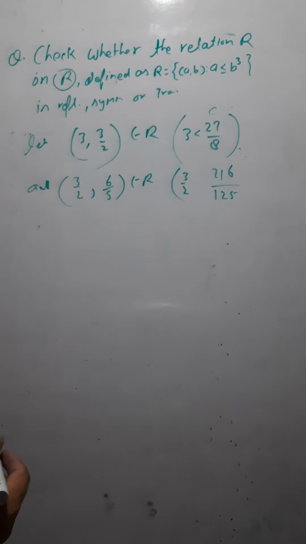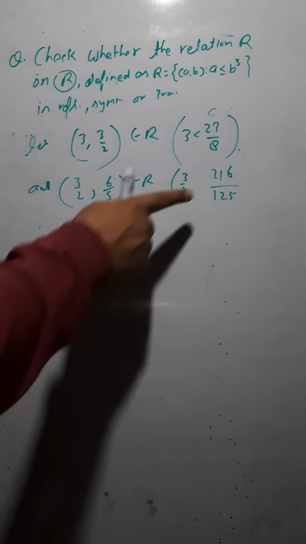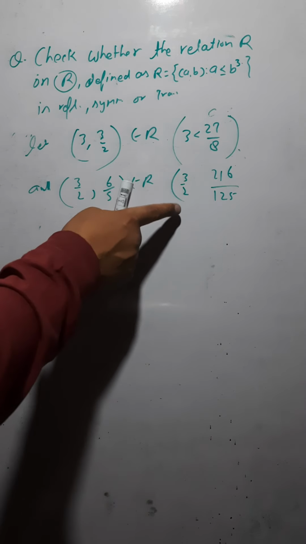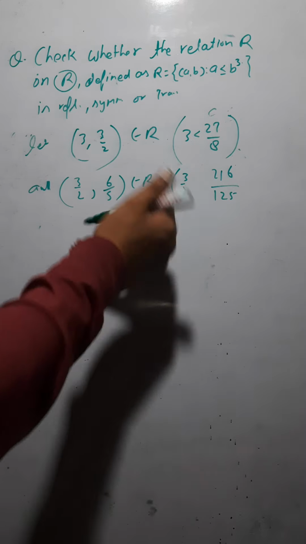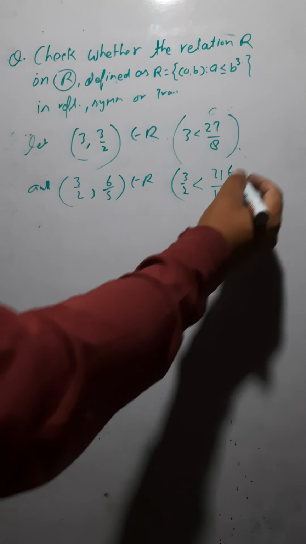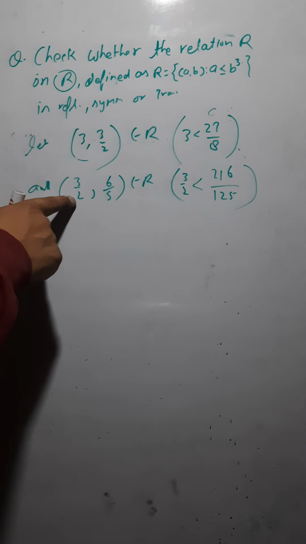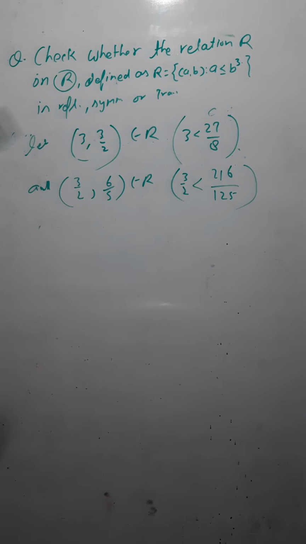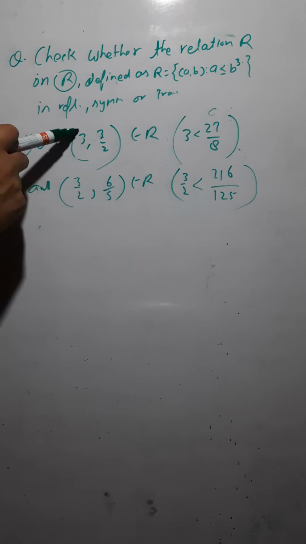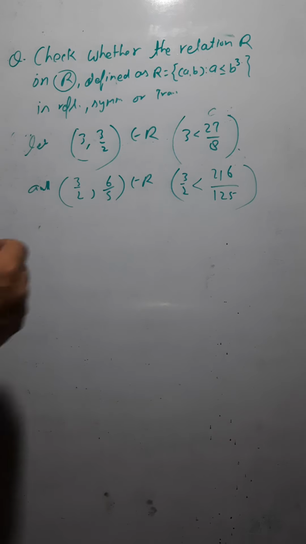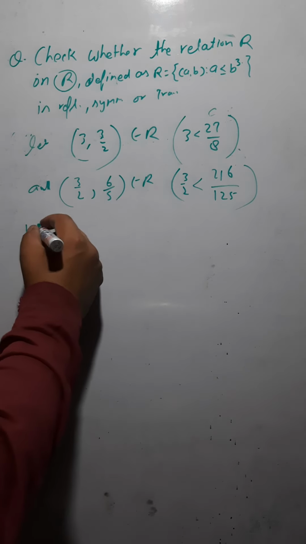Now if you see, this is coming 1.5 and this would be greater than this if you just divide it. So clearly you can see that this is less than this, isn't it? This 3 by 2 is less than this. It implies that this one ordered pair is also there in the relation. Now we would check whether the first and the last, these two, are there in the relation or not.